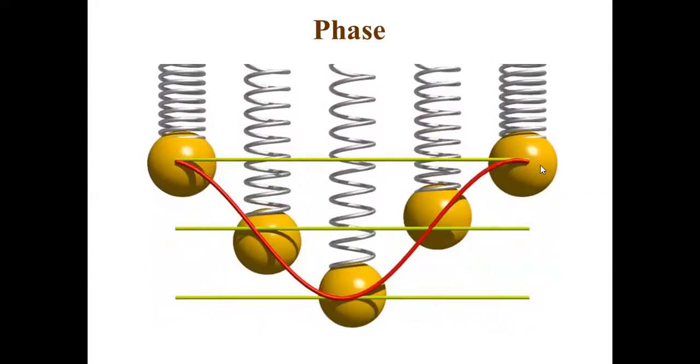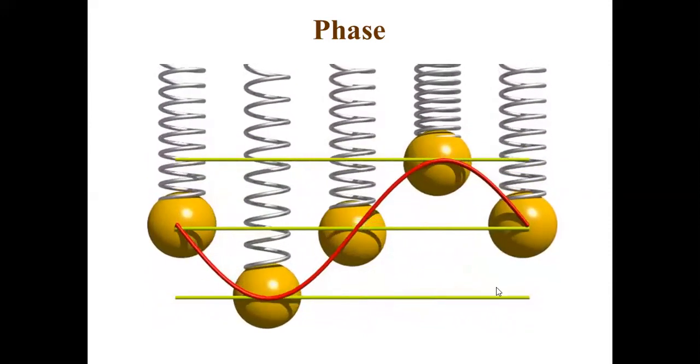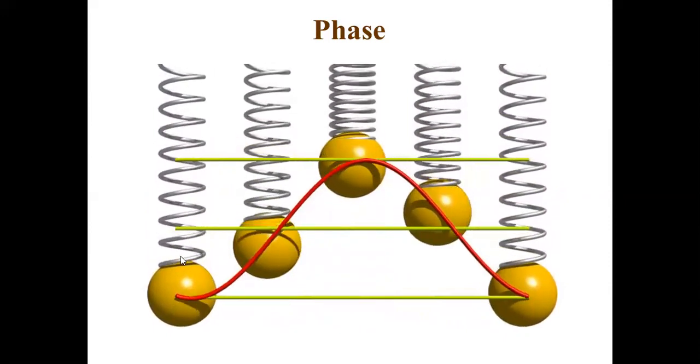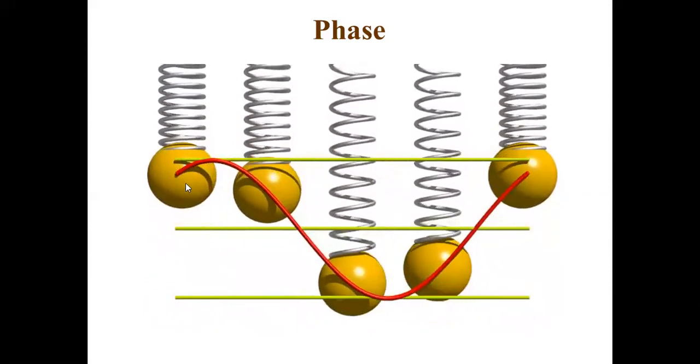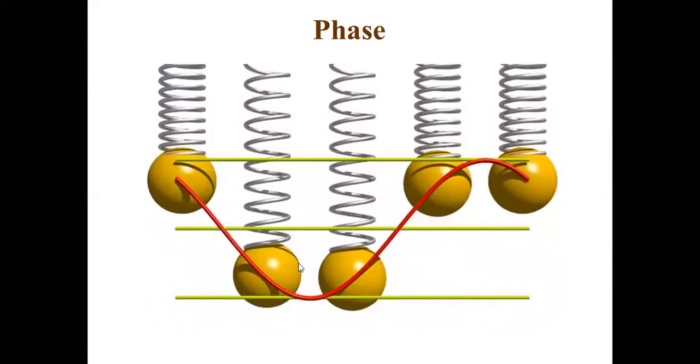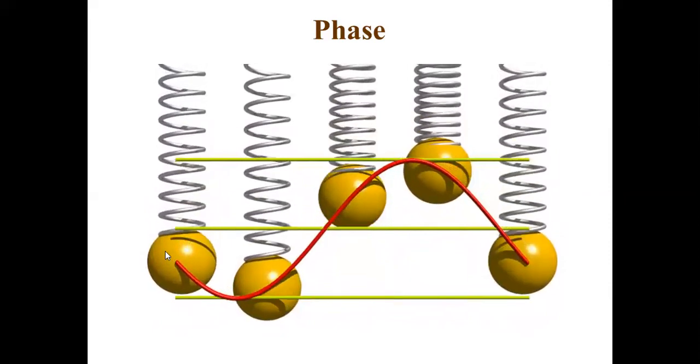But if this is the 9th oscillation, this will be the 10th oscillation. Presently they are looking identical in phase, right? So 360 degree means the same phase. 0 degree means same phase. But what about this and this? The third one and the first one, exactly opposite, correct?